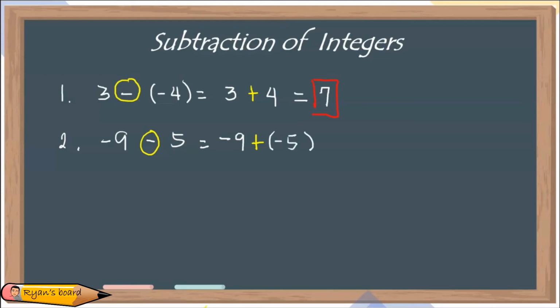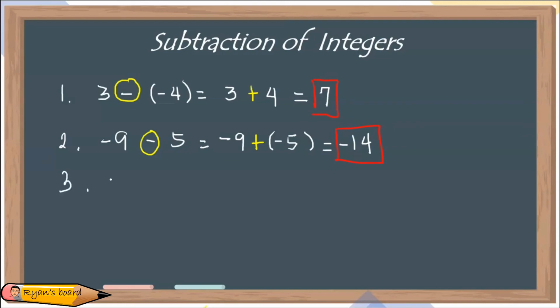Now, back to the addition of integers. Same sign. So, we add the numbers. What is 9 plus 5? That's 14. Sino ang mas malaking absolute value? Si negative 9. So, our answer is negative 14.